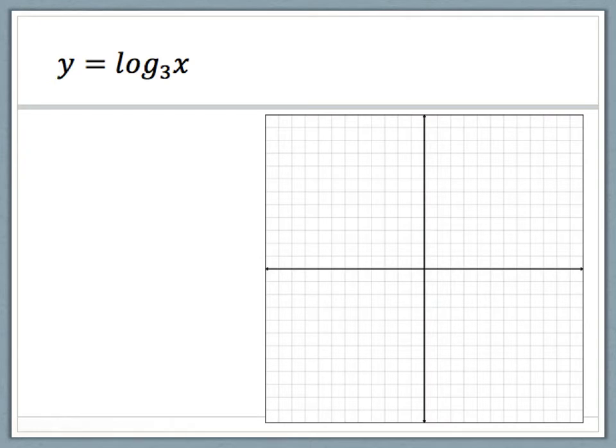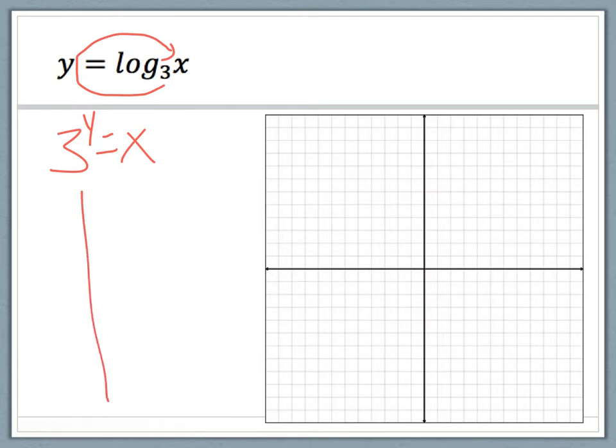So in this example, we can't graph a log right from the get-go. The first thing we need to do is rewrite it. So it's going to be 3^y = x. Now I'm going to go ahead and make my xy table. Since the y is the exponent, this is a little bit different than exponentials. The y is the exponent now. So I'm going to have -2, -1, 0, 1, 2. Now we're going to figure out the x values.